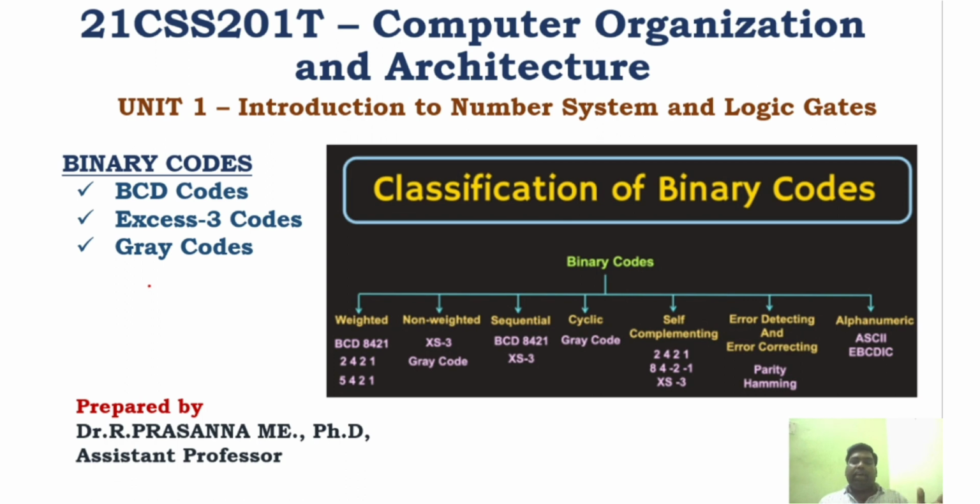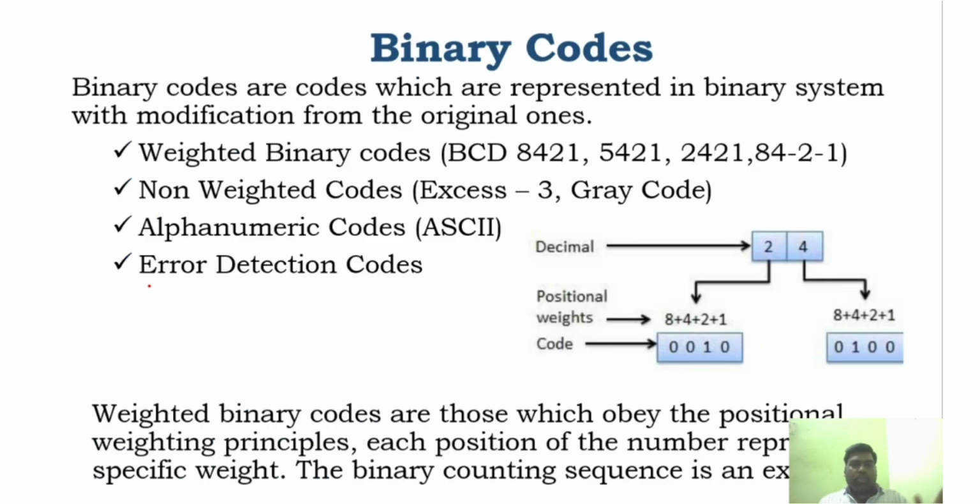Before starting, we all know what binary codes are, right? We know that binary numbers are zeros and ones. To represent any decimal number in binary, or any hexadecimal number in binary, you will use this type of codes, right? 421 code and 8421 code. These are called binary codes, and they can be classified into weighted binary codes, non-weighted codes, alphanumeric codes, and error detection codes.